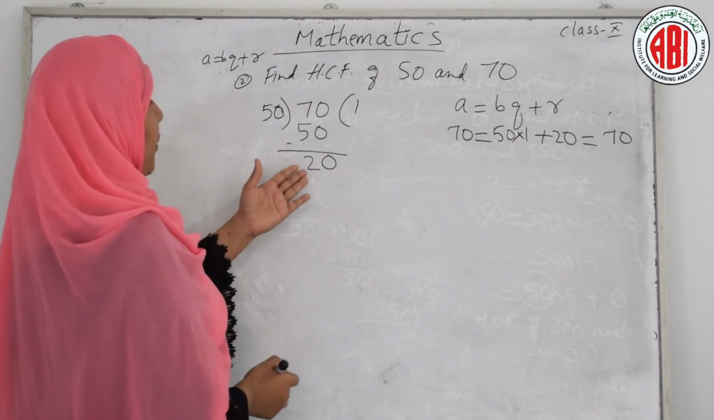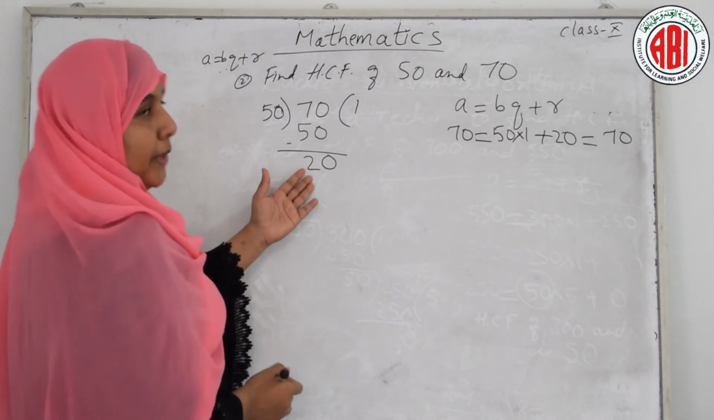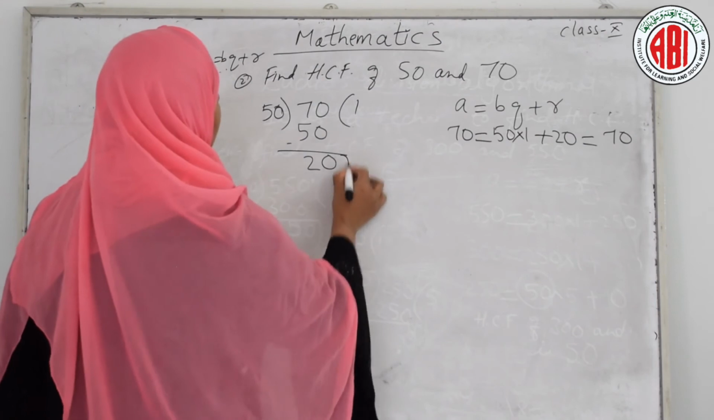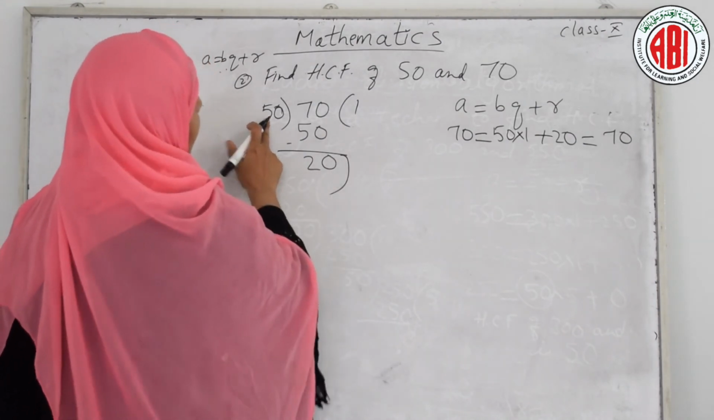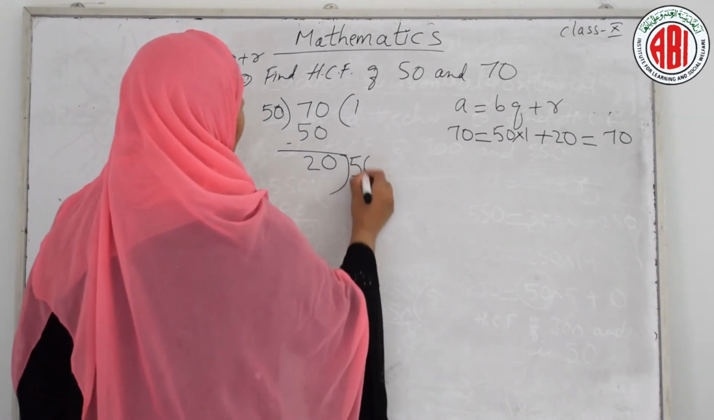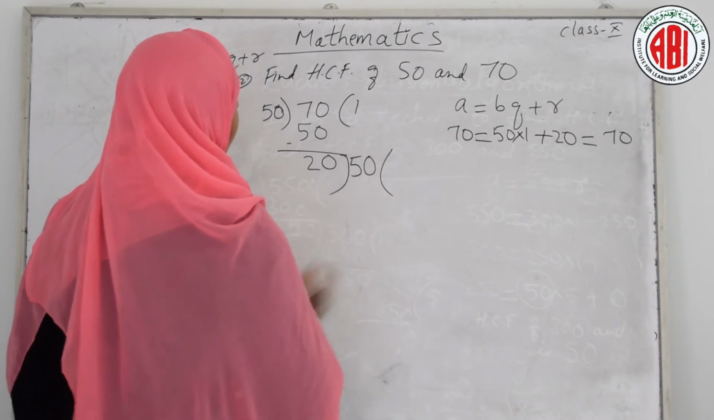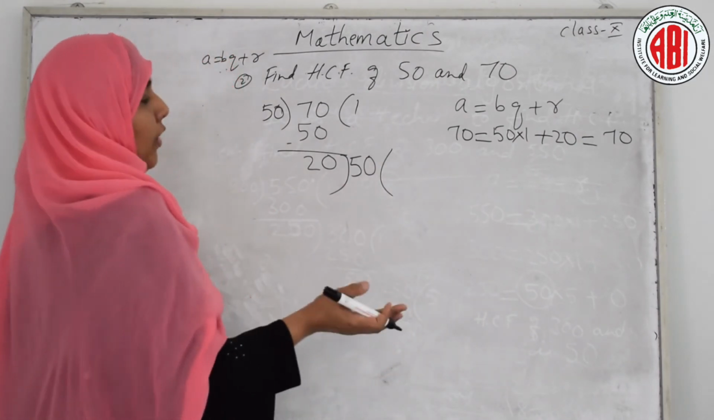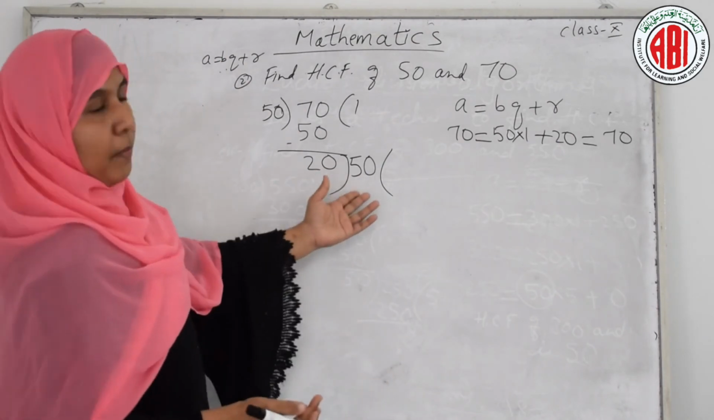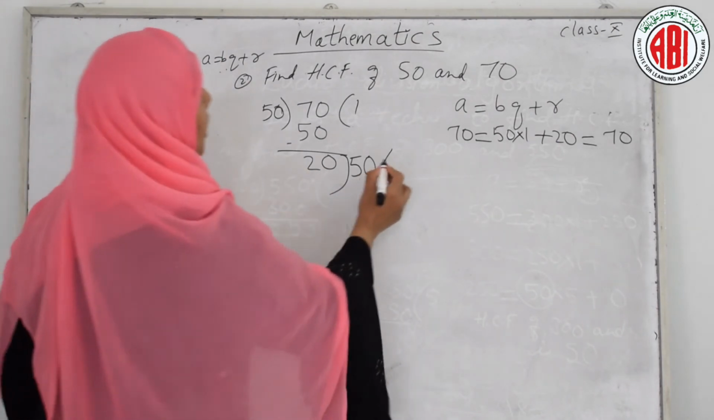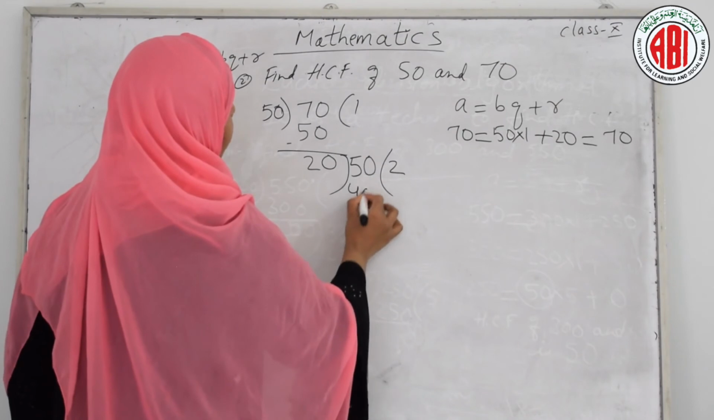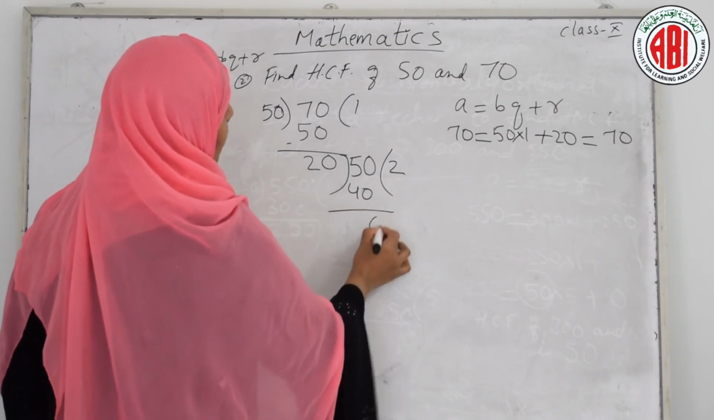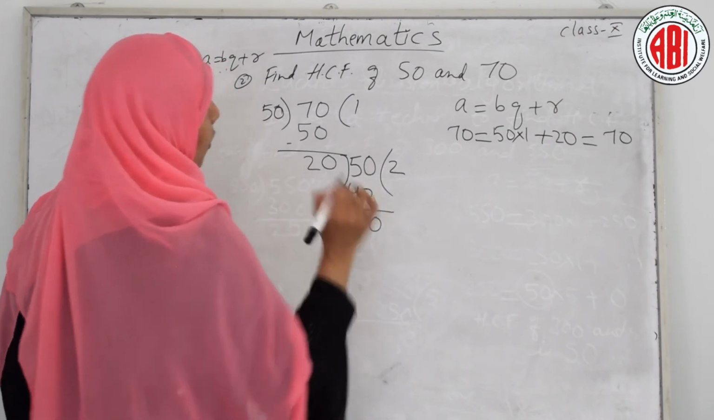Next, since remainder is not 0, we will take this remainder as the divisor and make this divisor the dividend. Now let us divide this. 20 times 1 is 20, 20 times 2 is 40, 20 times 3 is 60. 60 we can't apply, so we will take 20 times 2 is 40. 0 minus 0 is 0, 5 minus 4 is 1.